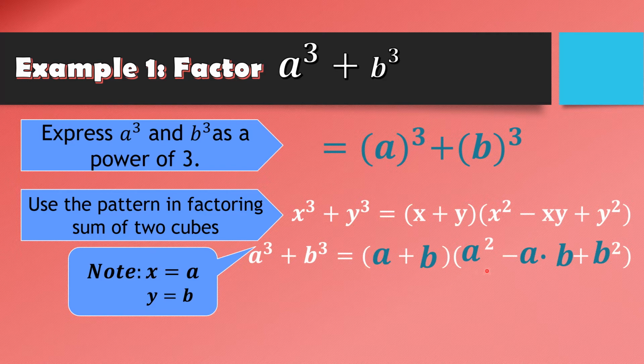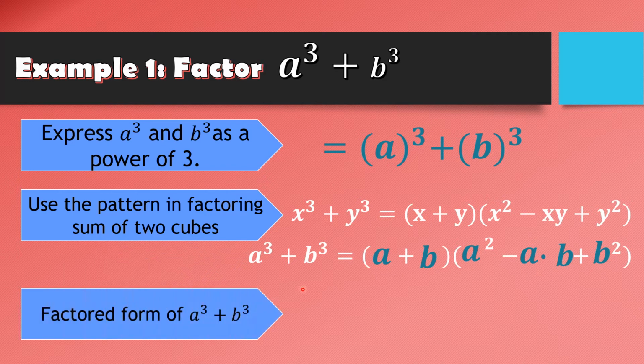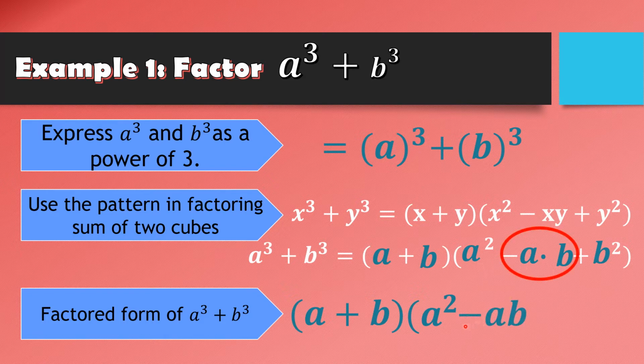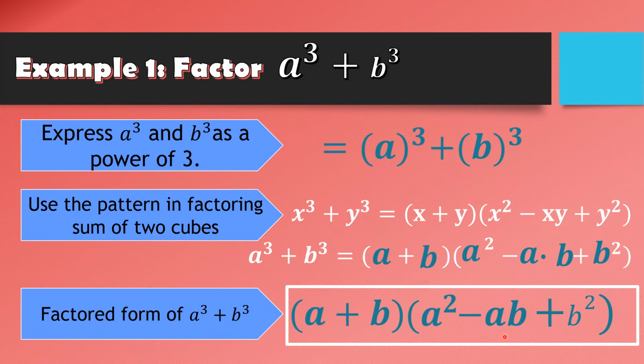After that, simplify natin ang mga dapat i-simplify. So, dito sa a plus b, wala na tayong dapat i-simplify, kaya kokopyahin na lang natin yan. Ang a squared ay equal to a squared, at ang negative a times b is equal to negative ab. Ang b squared ay equal sa b squared. Therefore, the factored form of a cube plus b cube is a plus b times the quantity of a squared minus ab plus b squared.